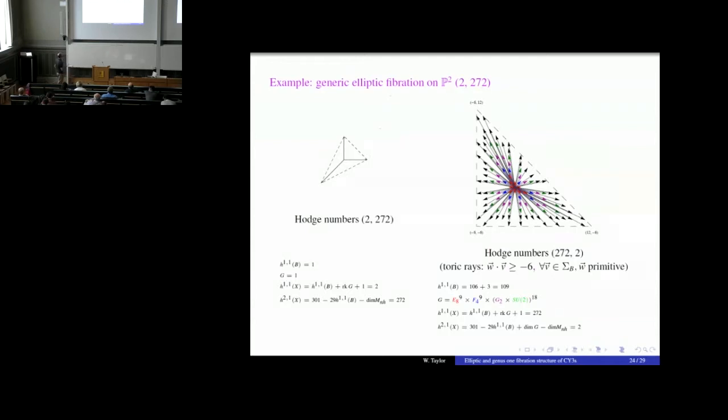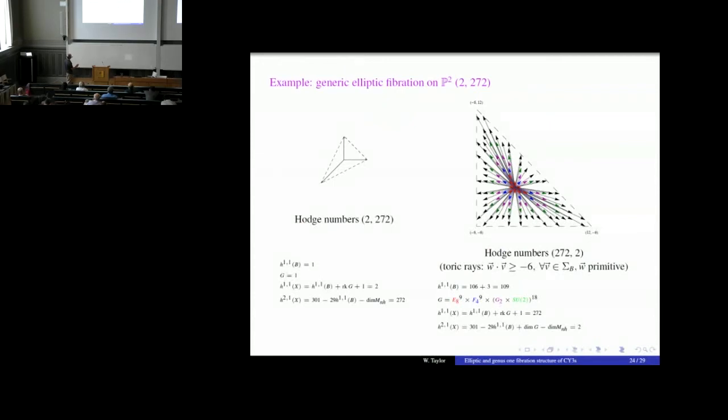The mirror to this is the generic elliptic fibration over this rather horrendous-looking beast, which is given by taking the dual of this with a minus 6. So we take all the toric rays W satisfying W dot V greater than or equal to minus 6, and we insist that W is primitive. That gives us the set of rays here.